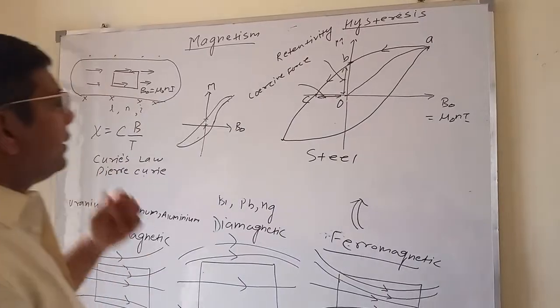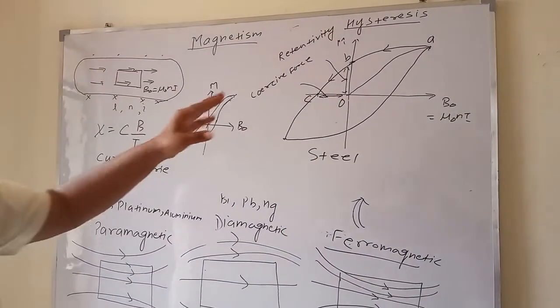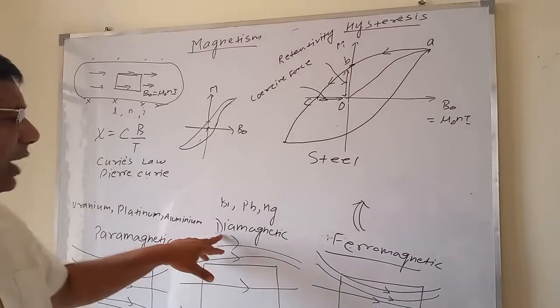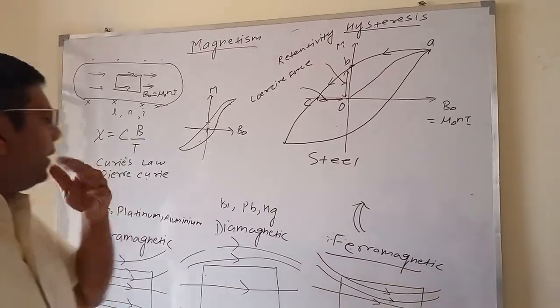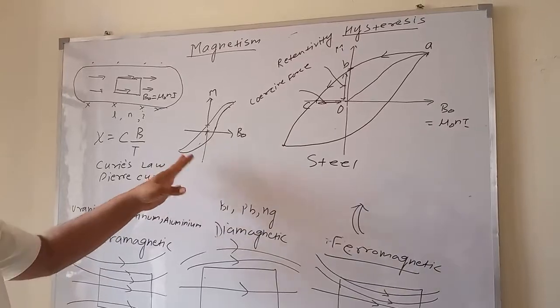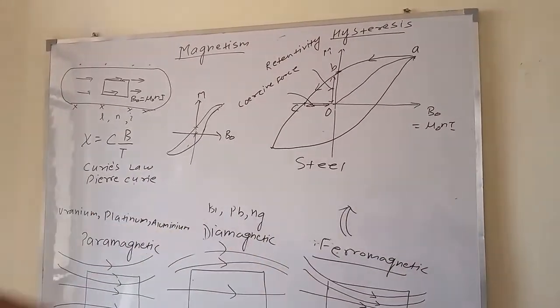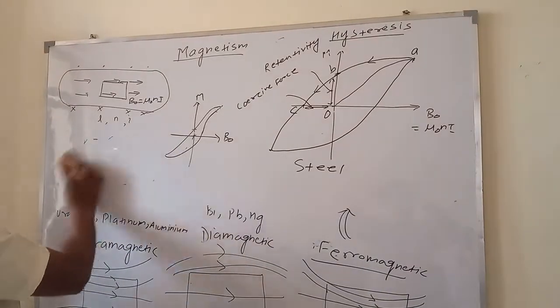Okay, so this is about hysteresis. This is paramagnetic, diamagnetic, ferromagnetic. We have seen. One more thing I left, and I think we should discuss here, and that is why this kind of phenomena is happening. So why is this kind of phenomena happening?